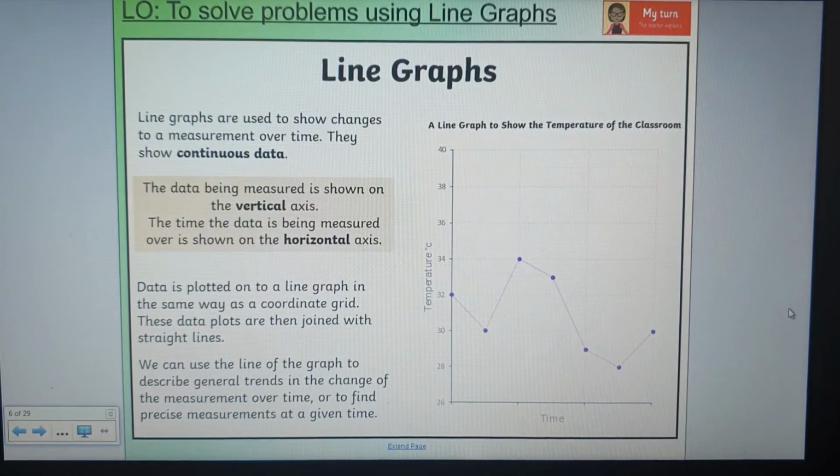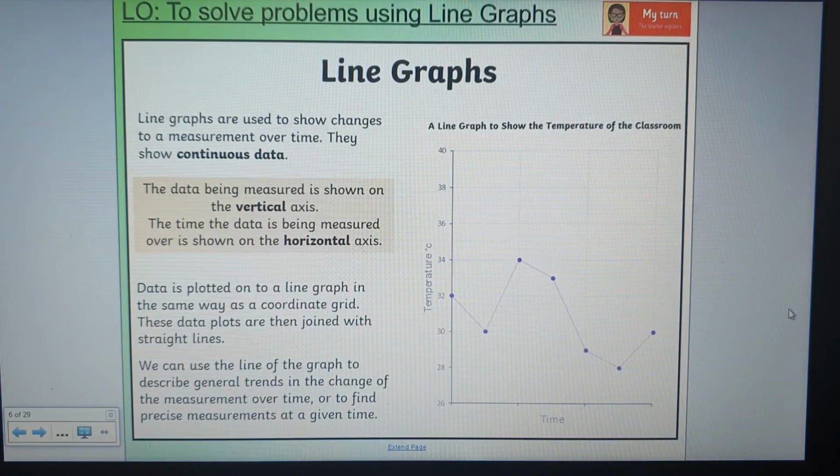Okay, so as the guy explained, that's how you kind of make a line graph and why you would make one. But here's just a bit more information about line graphs in general. Line graphs are used to show changes to a measurement over time. They show continuous data, so the data is always moving along.